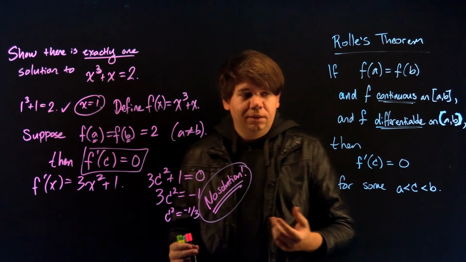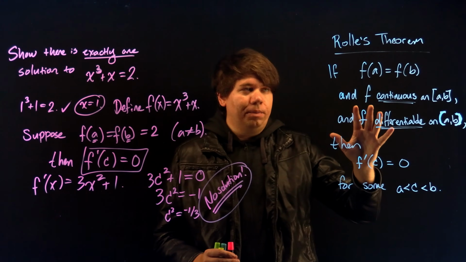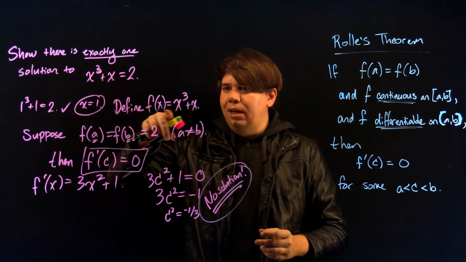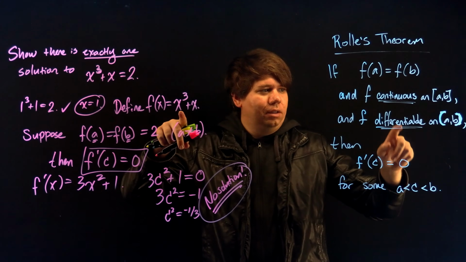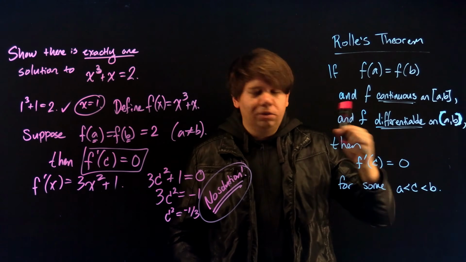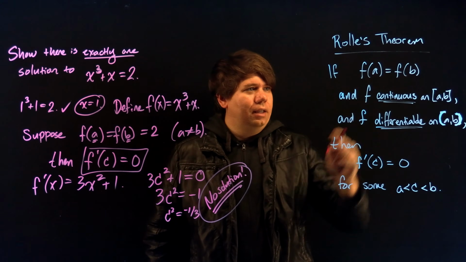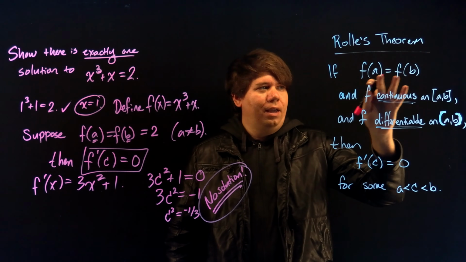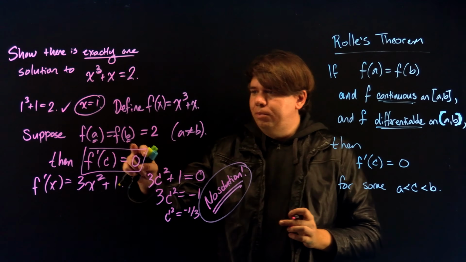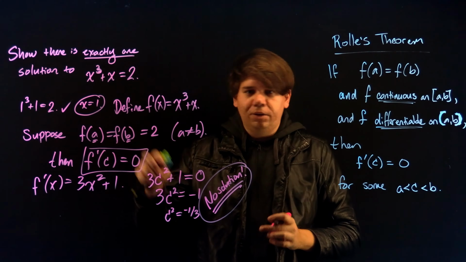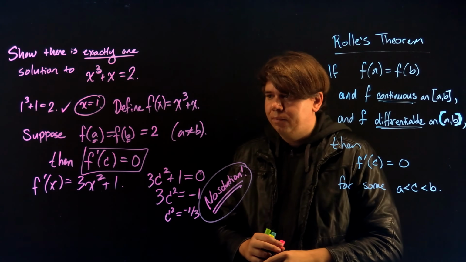Well, either we can't use Rolle's theorem here, but we can use Rolle's theorem because this is a nice function. This is a function that's continuous and differentiable. So both those conditions are met. So Rolle's theorem is fine. So what must be wrong is this first condition, that f of a equals f of b. This assumption that there are two different values must be false.